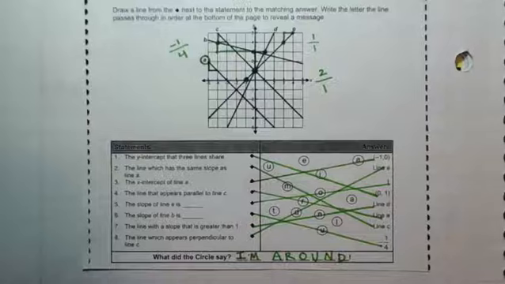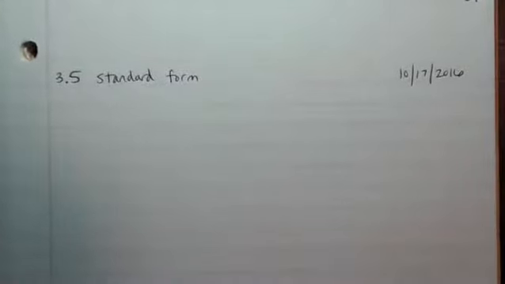Okay, so that was your warm-up. Just to go over some things that we've looked at. Your homework should already be graded, so let's go ahead and get started. In your journal, on the next page, I want you to head this 3-5 standard form. And today is October 17th. And go ahead and label that in your table of contents. And then we will begin.